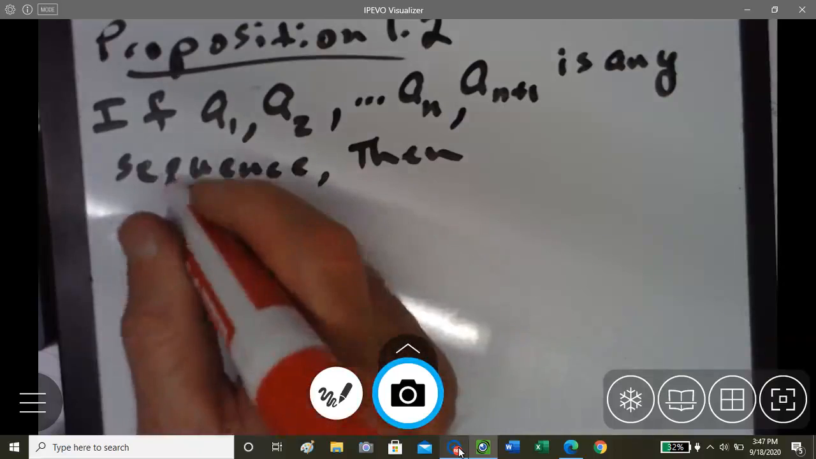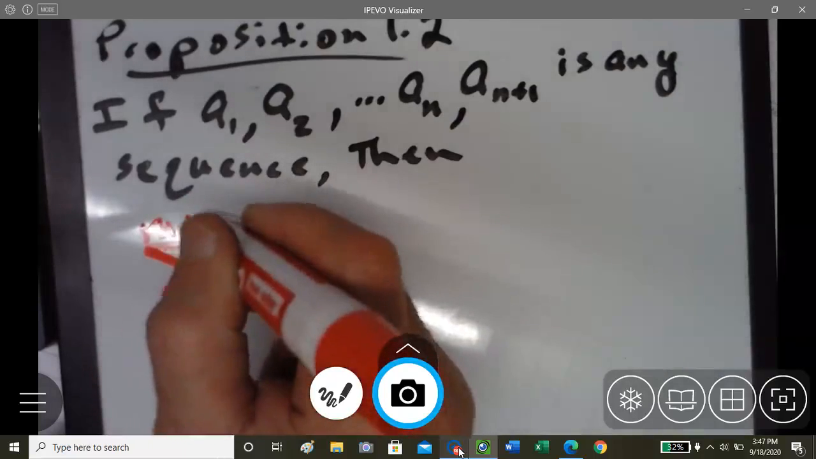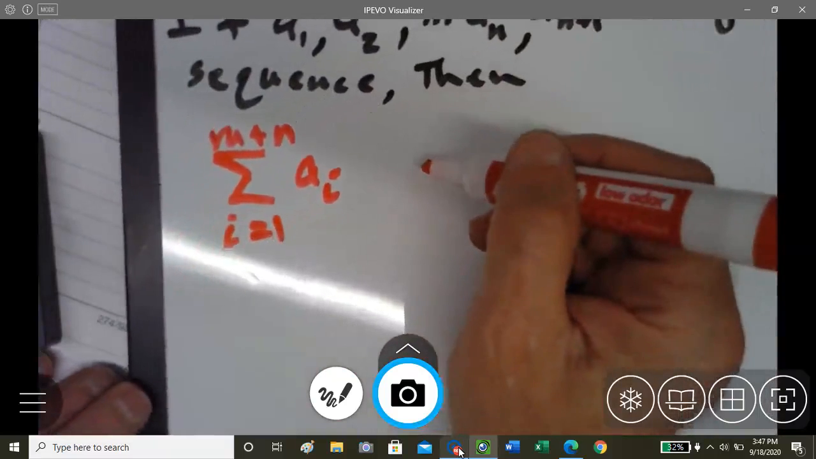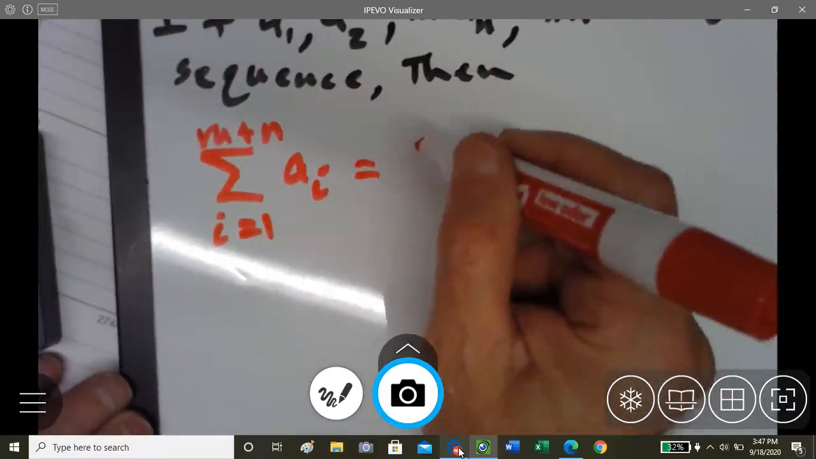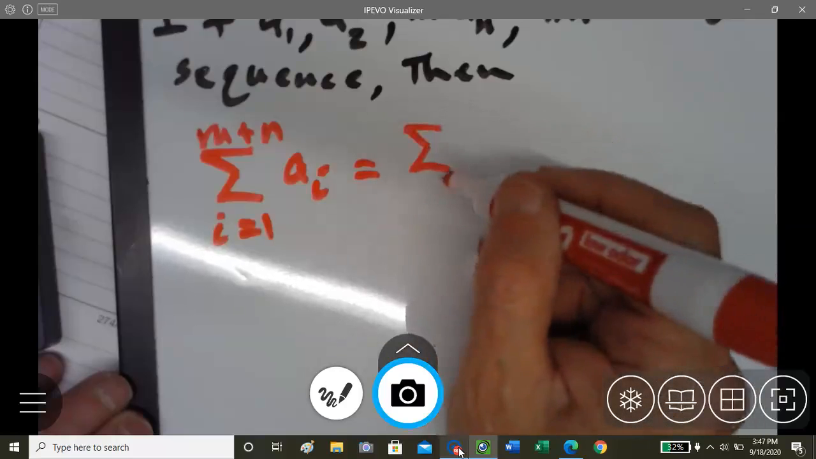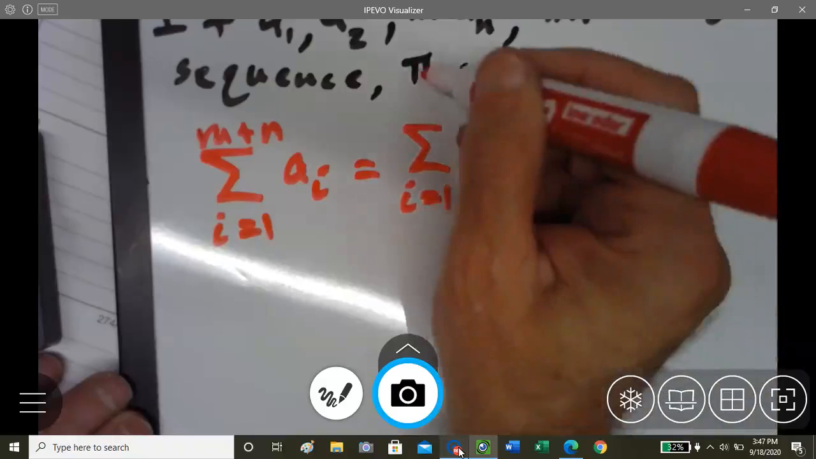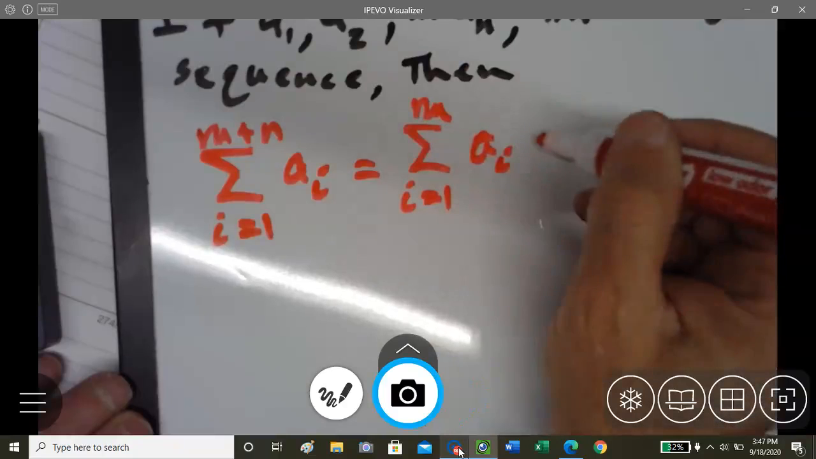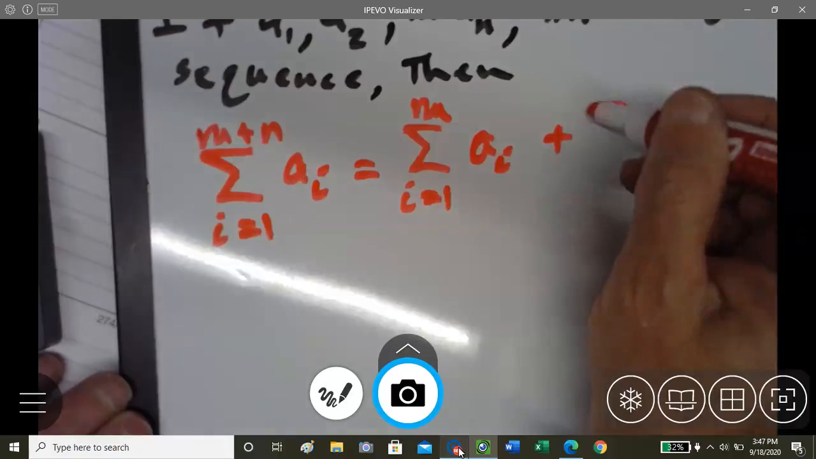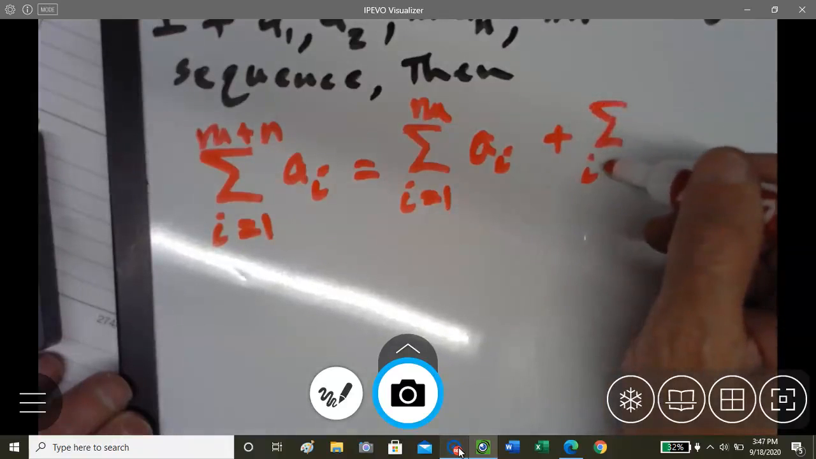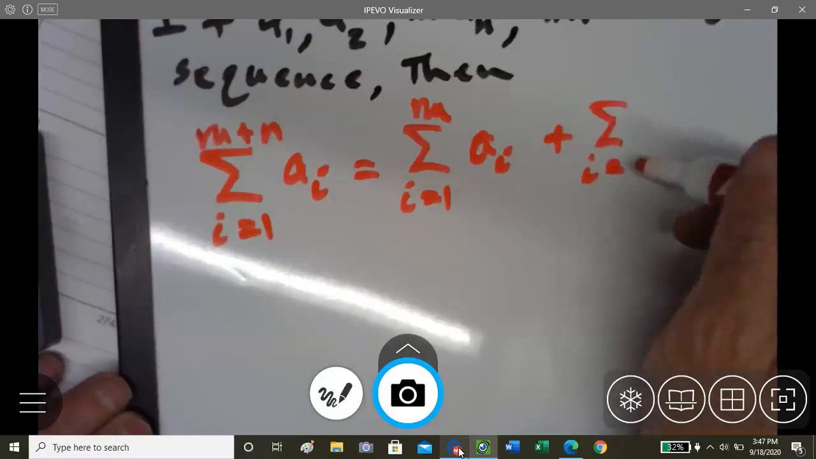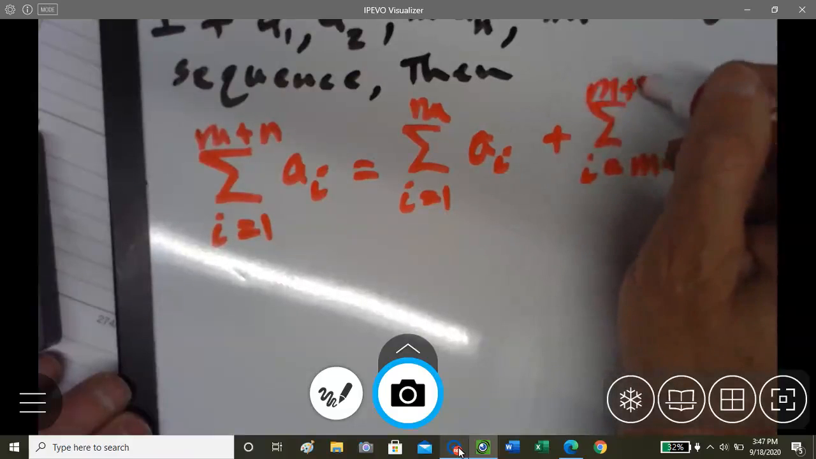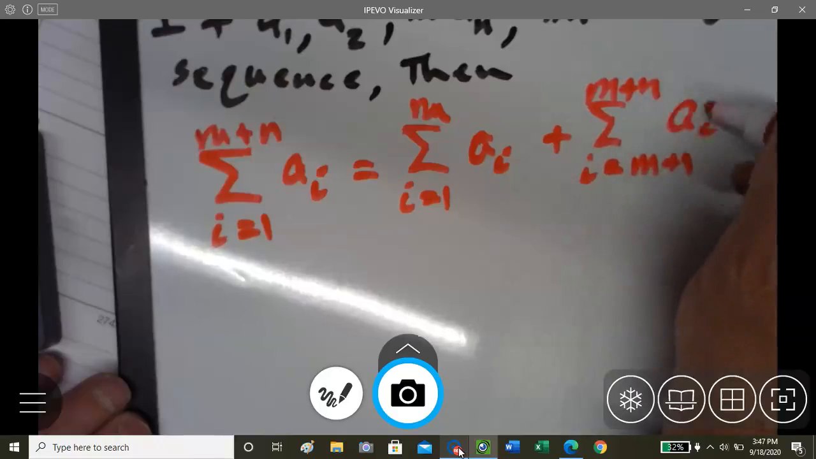The summation from I equals 1 to m plus n of a sub I equals the summation from I equals 1 to m of a sub I plus the summation from I equals m plus 1 to m plus n of a sub I.